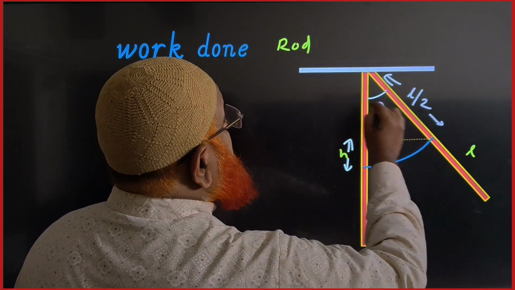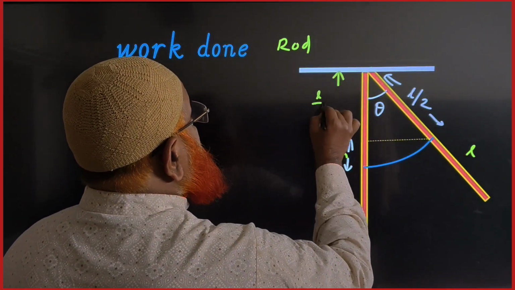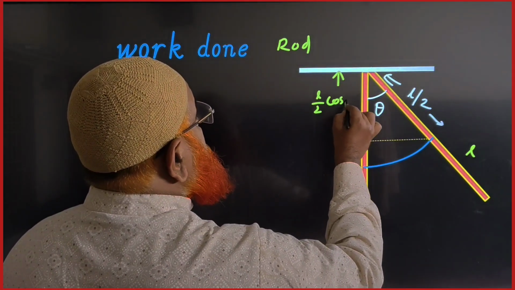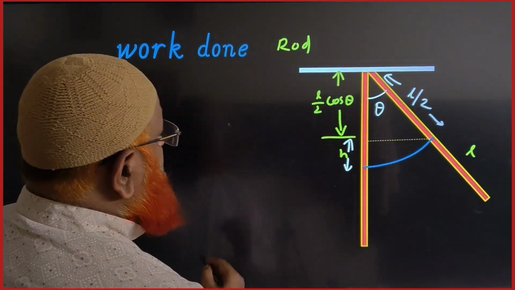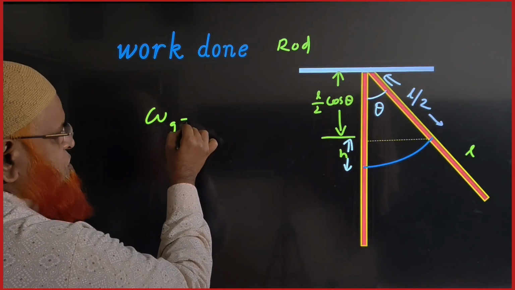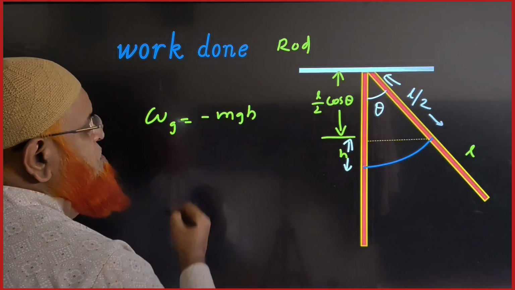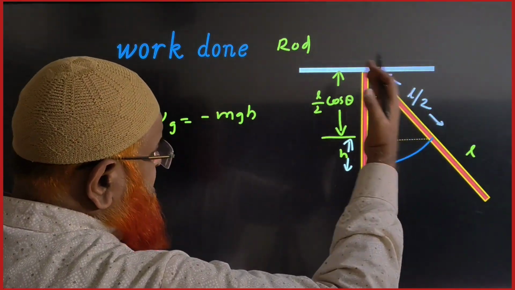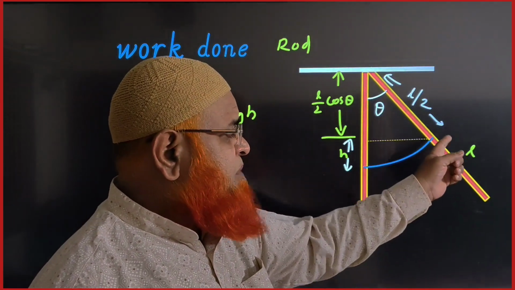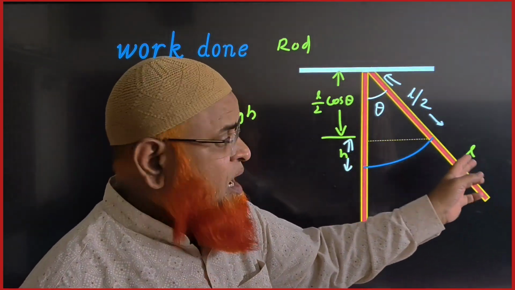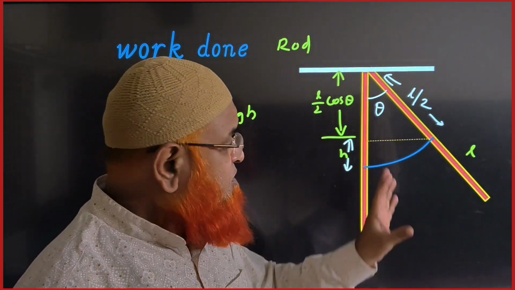Understood? ये L by 2 हो गया, तो ये हो गया L by 2 cos theta. ठीक है? Then what is the work done by gravitational force? Work done is equal to minus mg. क्यों लेना minus? Because you are lifting a rod against to the gravitational force. A simple difference between the pendulum and the rod is यहाँ पर pendulum के case में हम total length of the rope लेंगे और rod के case में only half of the length of the rod लेंगे.